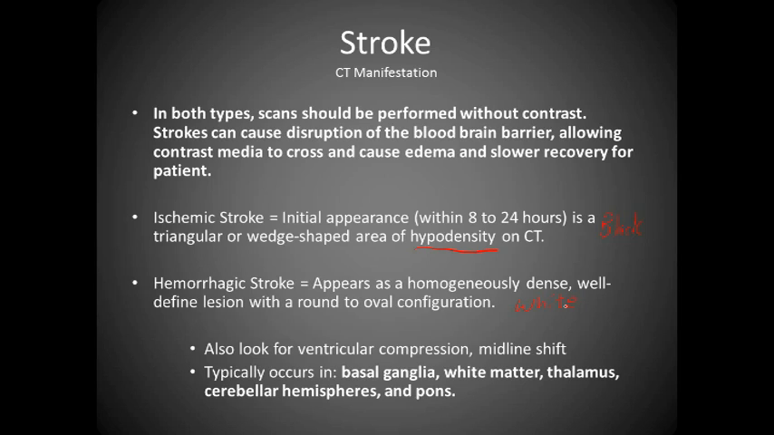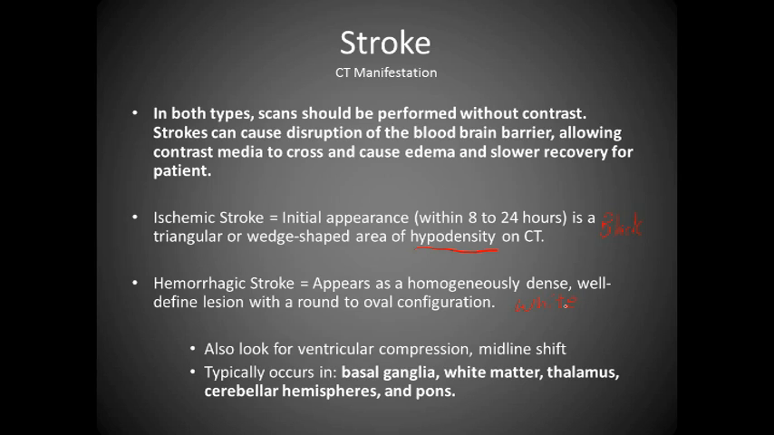Also, you look for ventricular compression and/or midline shift. We saw that before. You're going to look for lateral ventricle compression. And also, notice how the brain is supposed to have symmetry. Midline shift is going to disrupt that symmetry and push it over to one side. You may not see that with a stroke, but you may see that more often with a mass. It typically occurs in the basal ganglia, white matter, thalamus, cerebral hemispheres, and pons.